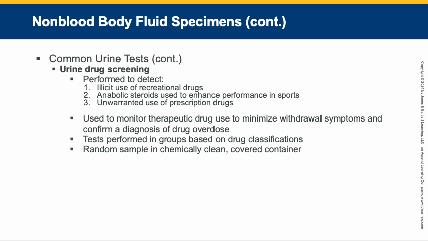Okay, urine drug screens. This is not just to detect recreational drugs, but also to monitor therapeutic drugs that patients might be on. And one I skipped is the steroids, the anabolic steroids in sports. So this can be tested for that. But this is used to monitor therapeutic drug use, to minimize withdrawal symptoms, and confirm a diagnosis of drug overdose. Random samples can be used in chemically clean covered containers for this.